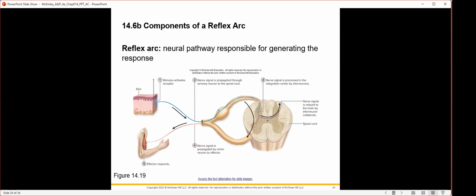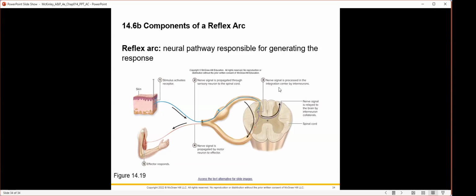This is our reflex arc, okay? We have a specific pathway that we follow, and I do want you to know this picture, okay? Step number one, stimulus activates the receptor, okay? In this case, a nail into the skin. Step number two, the nerve signal is propagated through the sensory neuron, right? We're going to the back, right? Where we have those posterior horns, sensory neuron. Go into the spinal cord.